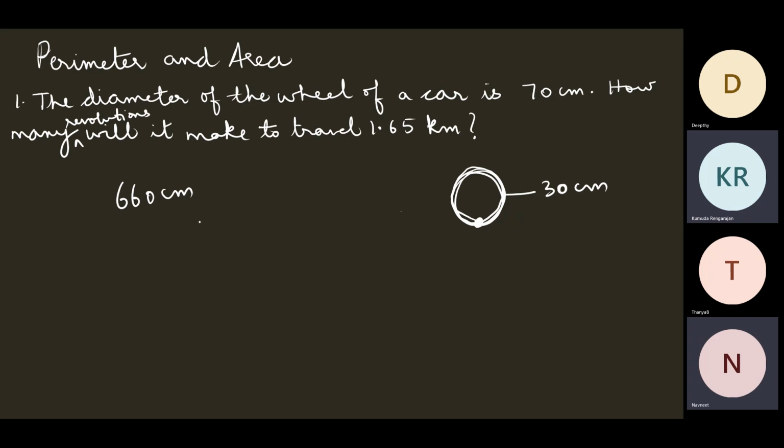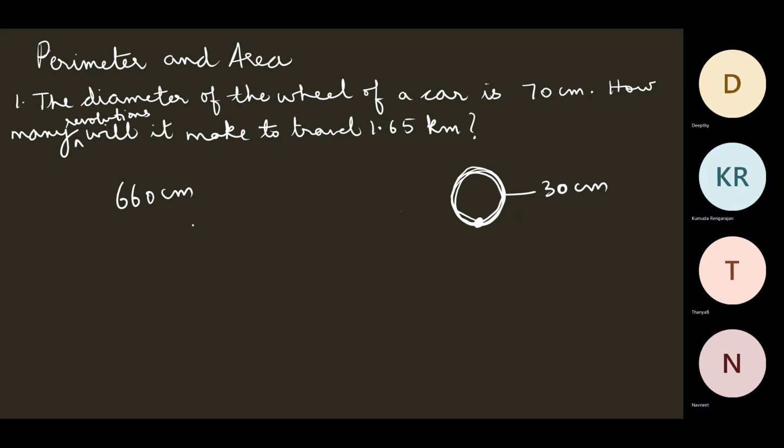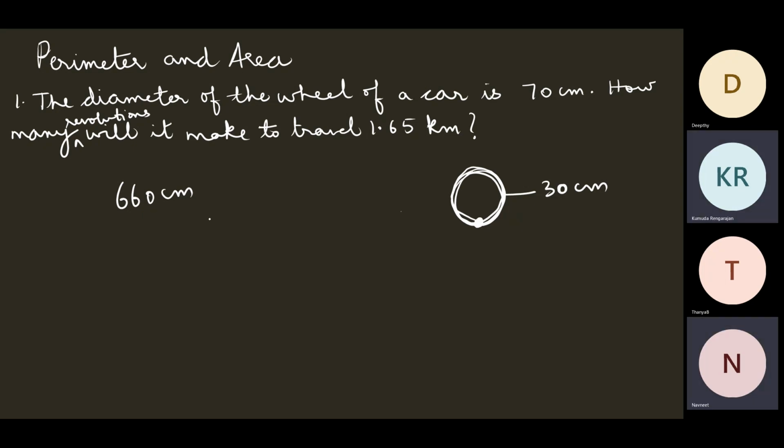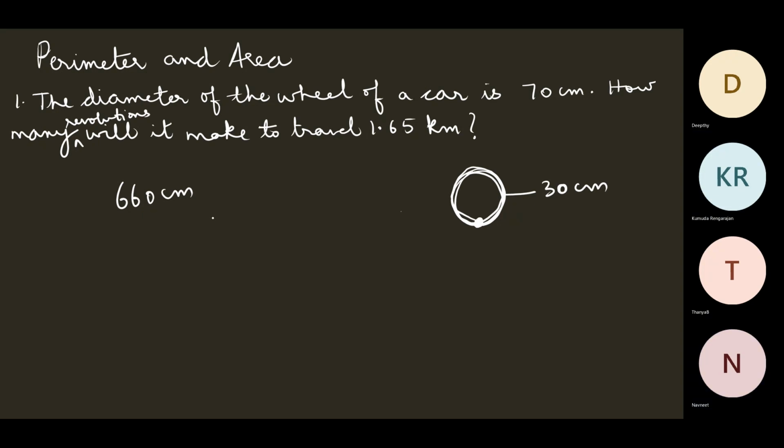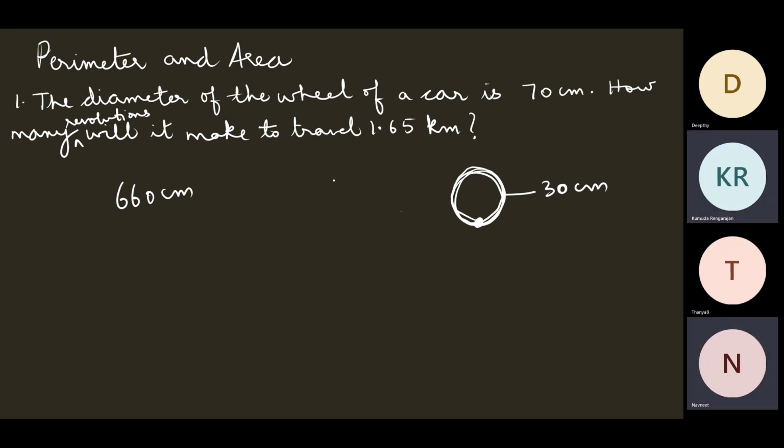Yeah, anyone can answer. How do you get that, Navneet? 23 into 30. Not 20. Is it 23? How much? 22. It's 22. Perfect. It's 22. It's 660 divided by 30.